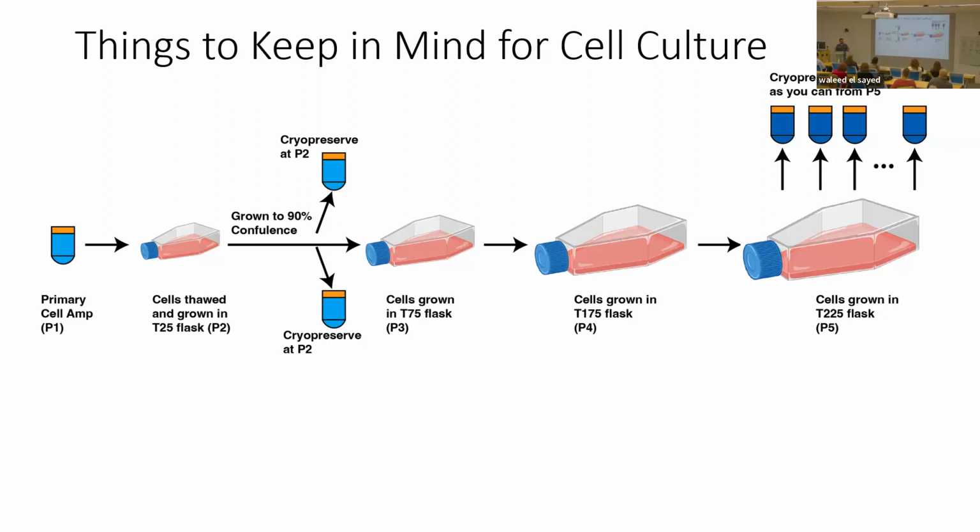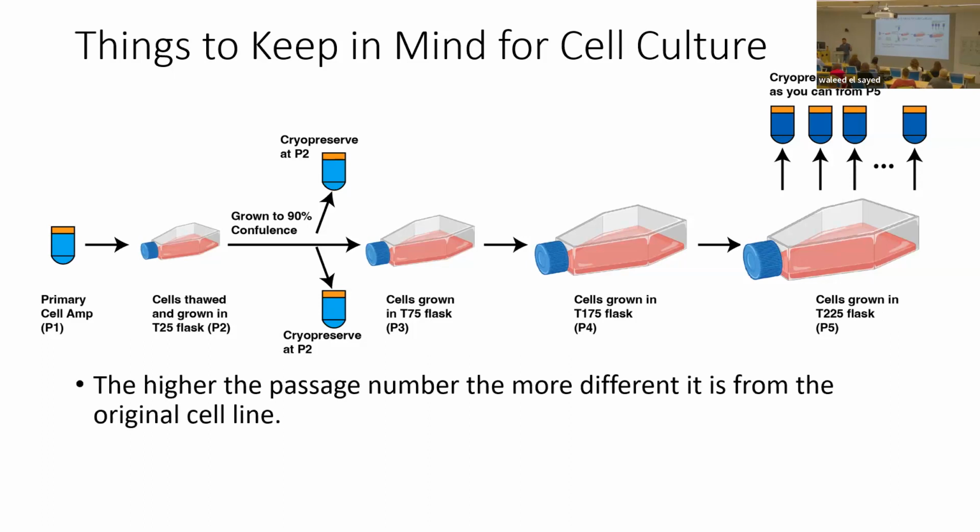At the end, you'll be at like P5, P6, and from there, you're going to split everything and freeze down vials. Those at the very end are what you're going to use for your actual experiment. And now you can see that the color is different, and that's just because as you passage these cells, they're going to have a different behavior from your original cell.